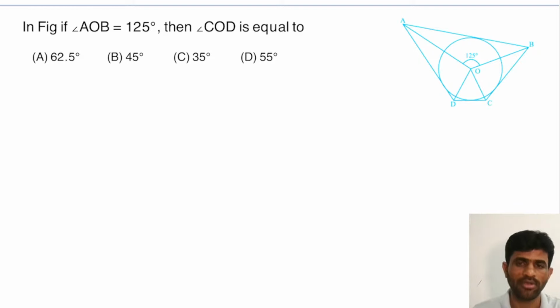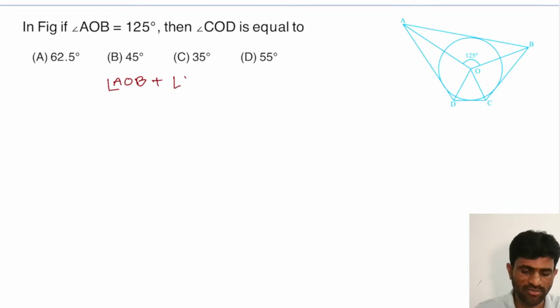What is the proof? If a quadrilateral is circumscribing a circle, then opposite sides subtend supplementary angles at the center. So here AB and CD are opposite sides, and the angles made by AB and CD are AOB and COD. So here the formula is angle AOB plus angle COD is equal to 180 degrees.